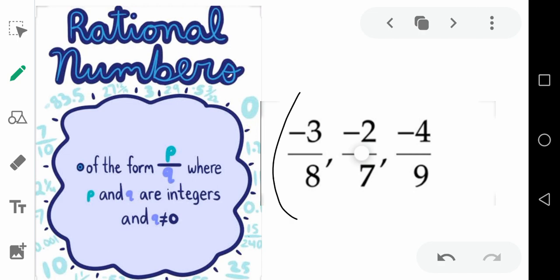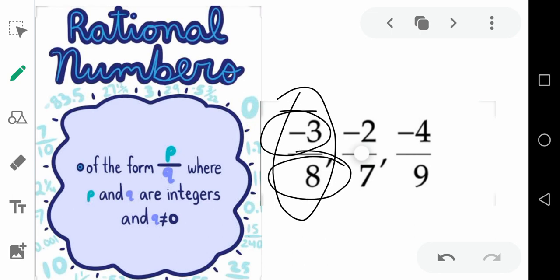So here I have given you some examples. Minus 3 by 8. Minus 3, is it an integer? Yes, minus 3 is an integer. Is it a negative number? It is an integer. 8 is also an integer. So you can say minus 3 by 8 is a rational number. So rational numbers means we can write it in the form p by q.